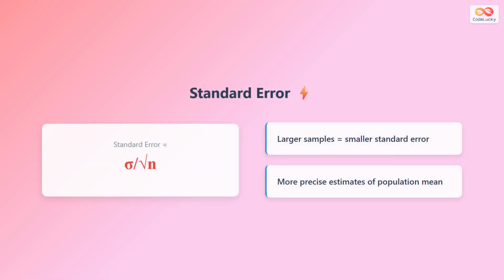The standard error is equal to σ divided by the square root of n. Larger samples result in a smaller standard error, which leads to more precise estimates of the population mean.